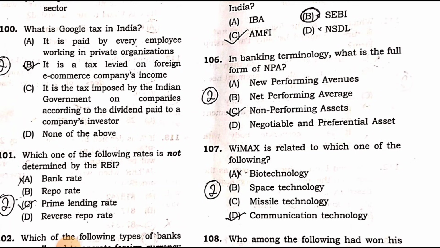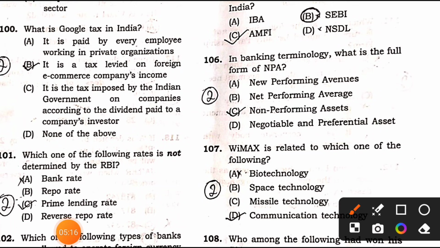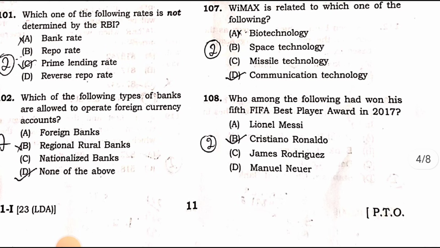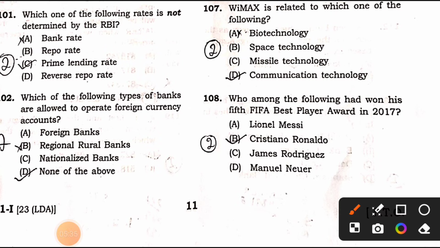Question 100. What is Google tax in India? The correct answer is B. It is a tax levied on foreign e-commerce company income. Which of the following rates is not determined by the RBI? The correct answer is C, prime lending rate. Which type of bank is allowed to operate a foreign currency account? The correct answer is C, nationalized bank.